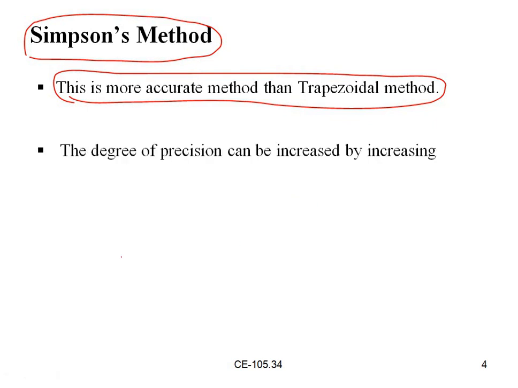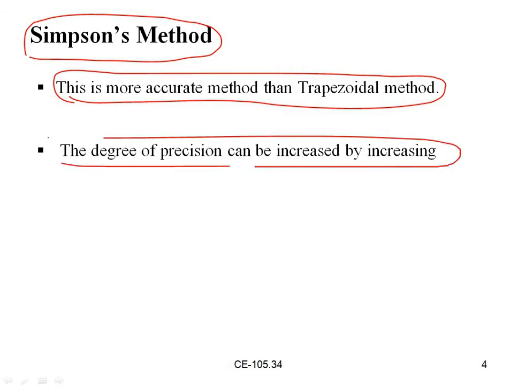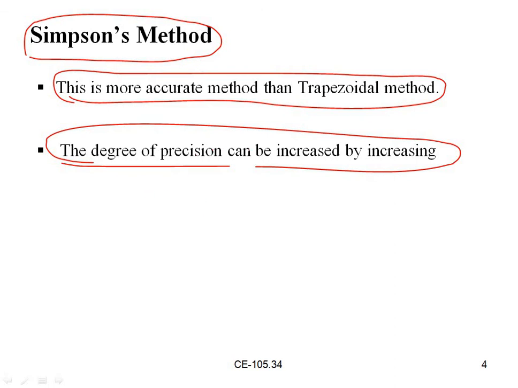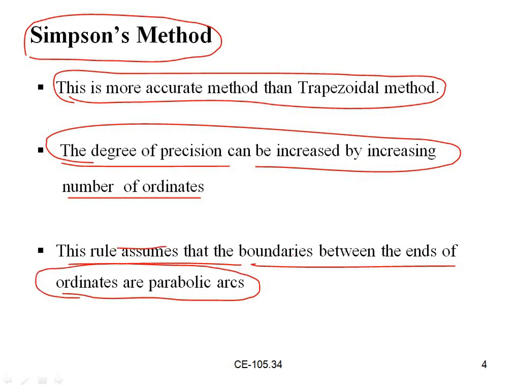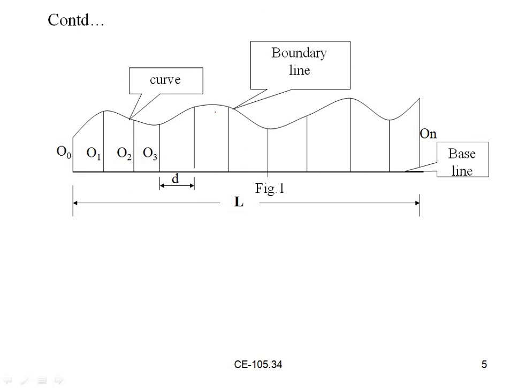So in Simpson's method, the degree of precision can be increased by increasing the number of ordinates. This rule assumes that the boundaries between the ends of ordinates are parabolic arcs. So here you can see this is a curve and this is a boundary line. These are parabolic curves, and as usual this is our baseline.